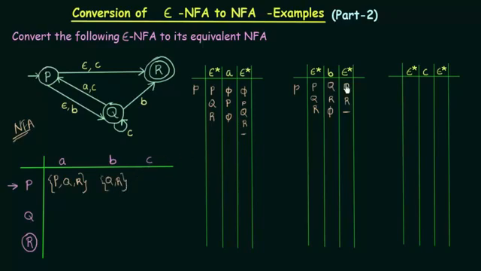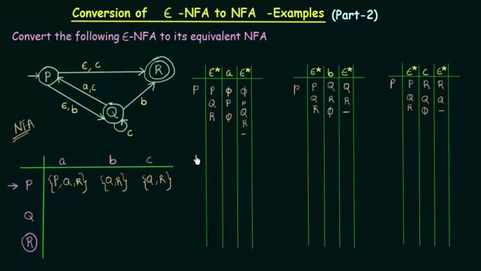Now let's do the same for input C. P's epsilon closure is P, Q and R, and P on input C goes to R, and Q on input C goes to Q itself, and R on C doesn't go anywhere. Now the epsilon closure of R is only R, and the epsilon closure of Q is also only Q, and this is phi, so nothing here. So we get R and Q over here, that means Q and R. So P on input C will go to Q and R. Alright, so now we are done with state P.